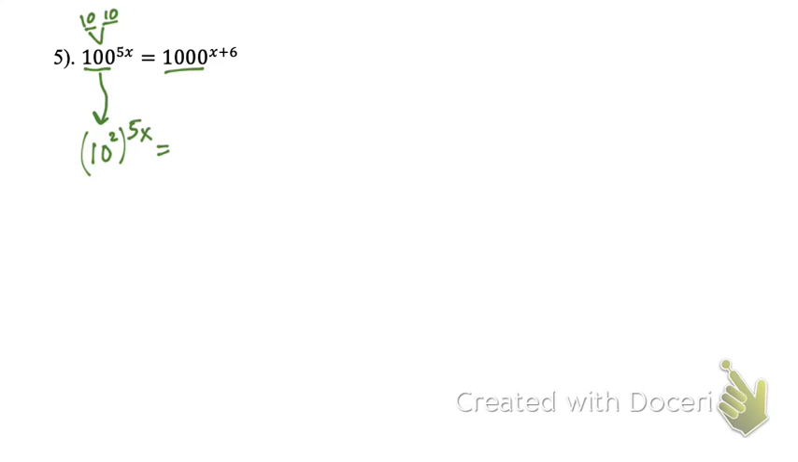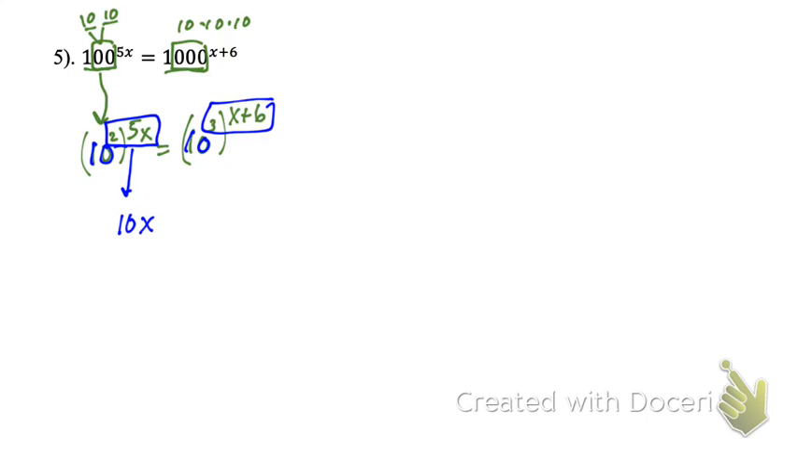Can we do that same thing with 1,000? Now remember, it's 10 squared because there's 2 zeros. What would 1,000 be? 10 to the third power. 10 times 10 times 10 is 1,000. So it'll be 10 to the third power raised to the power of x plus 6. Again, we've done what we needed to do. We have both of these bases equal to 10. So now we can simply take our exponents. This one would be a 10x after we multiply it. This would be a 3x plus 18.